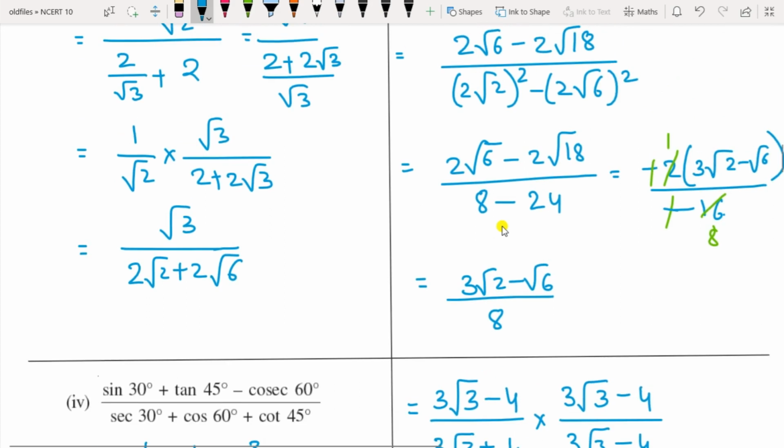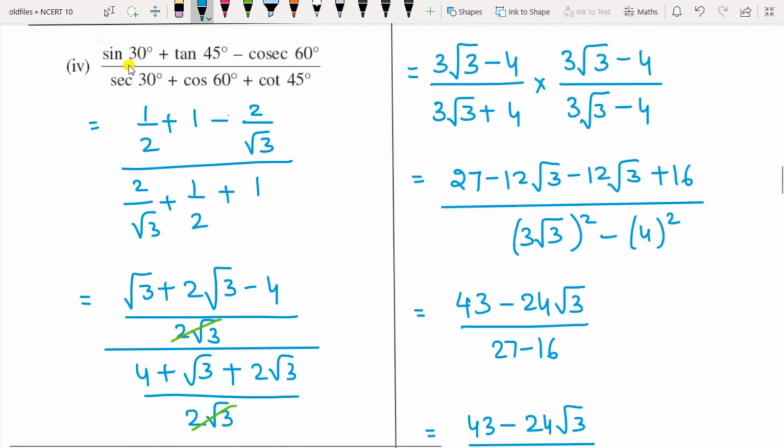Now you may be confused about how this root 2 has come. So this will be 9 2s are 18. 9 2s are 18 means you can take the root common. This is root 18, meaning root of 9 into 2, that will be 3 root 2. So this is how 3 root 2 comes, and this is root 6. And take minus 2 common. So we have interchanged the places of these terms.